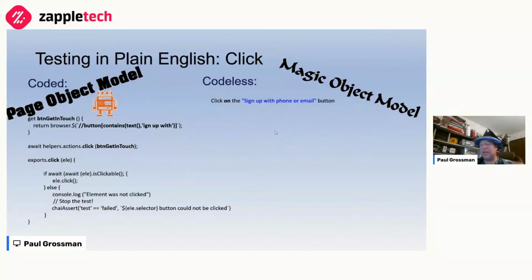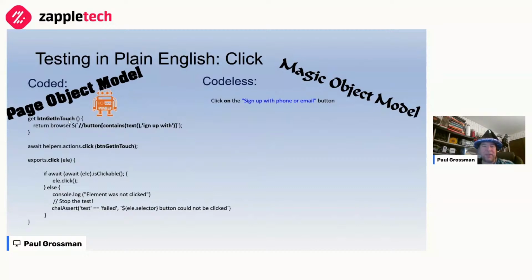That's the great thing about having a low-code test automation tool: you can create your scripts really easily. I'm going to show you what my code looks like side by side over here. Let's say I want to click on a button like sign up with phone or email. If I were to do that in code, I'd have to create my object over here.